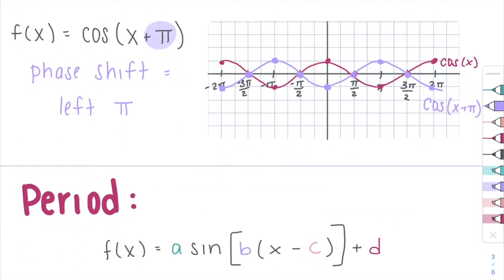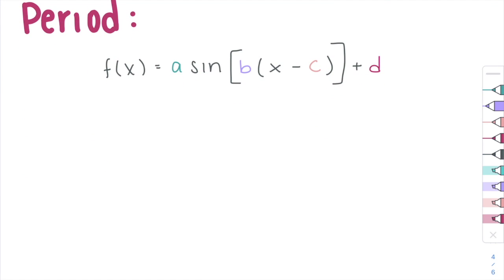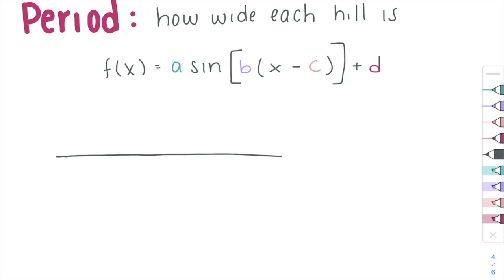So the next thing we can have is our period. And the period is just talking about the horizontal stretch and shrink. So the period is how wide each hill is going to be. So in our less mathematical explanation, it's how wide each hill is.